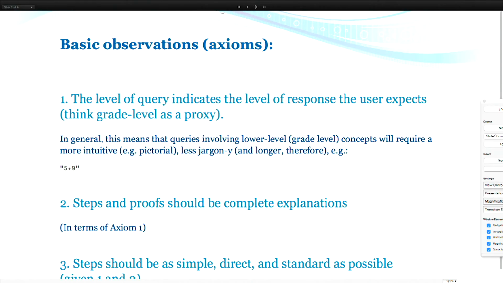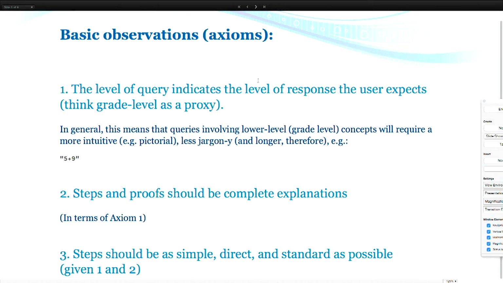So we'll get to some examples, but first I want to define what our goals are for these step-by-step programs. The first thing to note is that the level of the question should indicate the level of the response that the user expects. It should be grade level appropriate. Think of grade level as a proxy for the kind of response that we're going to give.